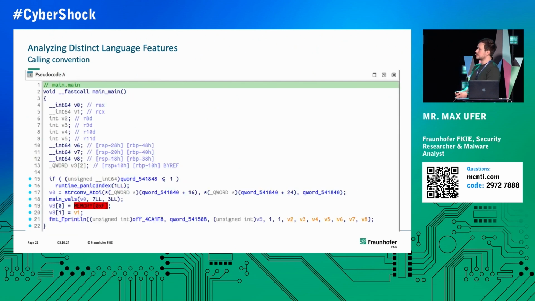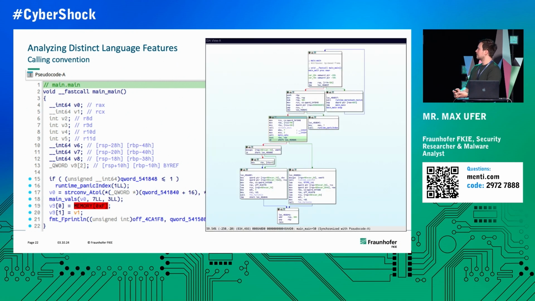Let's have a look at how this looks in the decompiler. So this is the decompiled output for the previous program. And this is the control flow graph of the assembly.